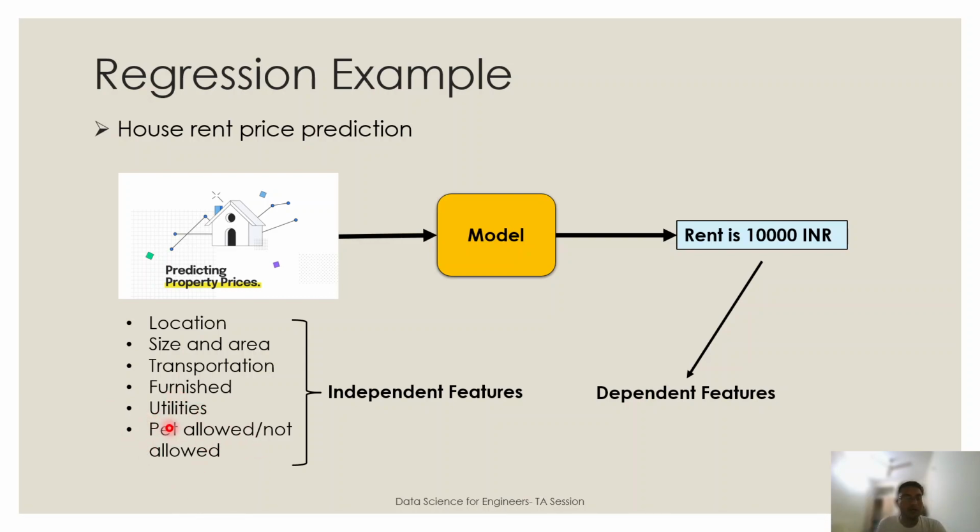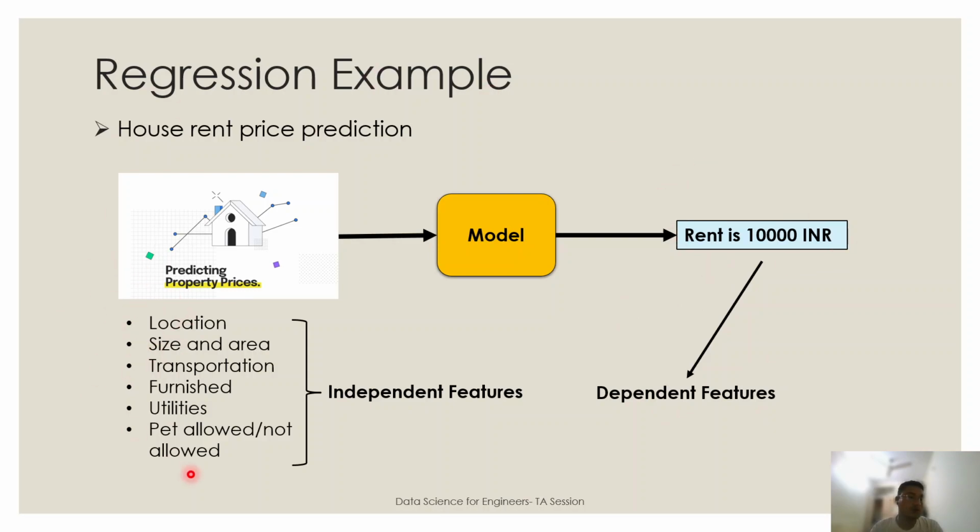Whether pets are allowed or not. This is a new feature. If pets are allowed, there are some restrictions in the society. If pets are allowed in the society, the prices also increase because they are allowing pets to stay, and there are some other things regarding that. So all these are called features. They are independent in themselves. On the basis of these features your price will be decided. That's why this is the dependent feature, because your house price is dependent upon these.